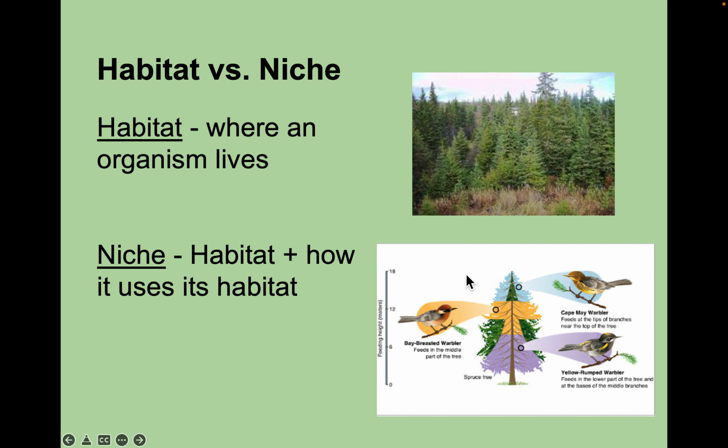So this kind of bird lives on the top of the tree. This kind of bird lives in the middle. This one lives toward the bottom. So organisms can have the same habitat, but they will not have the same niche. They won't use it in exactly the same way.